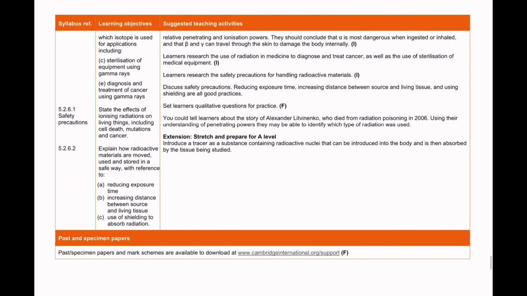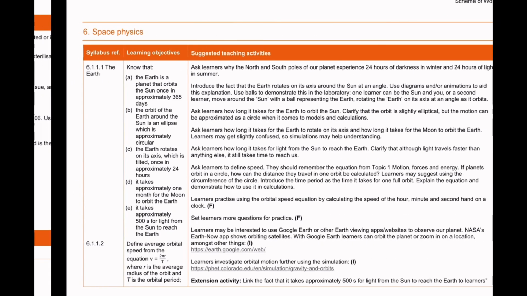Key concept. Safety precautions. State the effects of ionizing radiations on living things including cell death, mutations, and cancer. Explain how radioactive materials are moved, used, and stored in a safe way with reference to A. Reducing exposure time, B. Increasing distance between source and living tissue, C. Use of shields to absorb radiation.